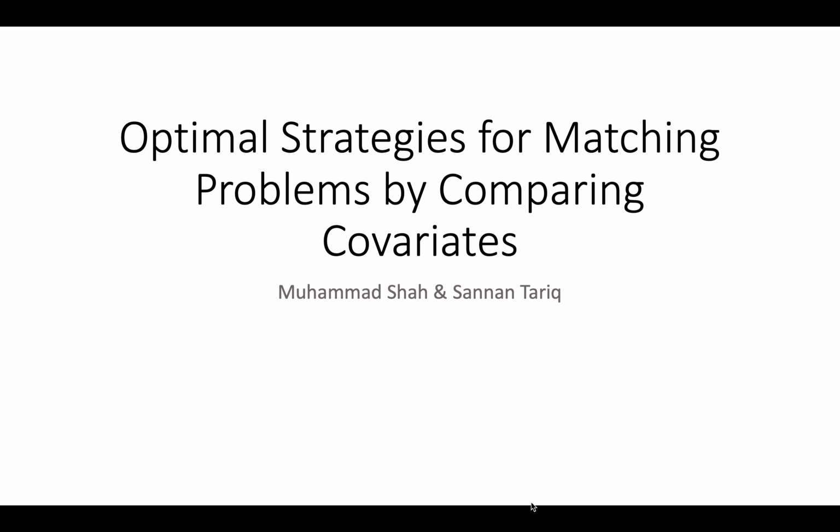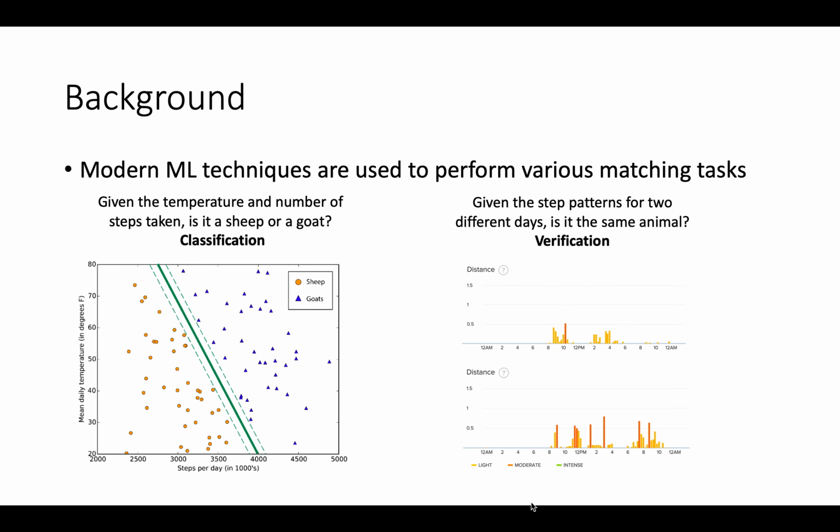For matching problems by comparing covariates. Modern machine learning techniques are used to perform a variety of matching tasks, such as classification, in which you are trying, for example, to classify if it's a sheep or a goat based on the number of steps it took in a day. And the other task could be verification. In this case, if you're given two data sets, you want to find out whether they came from the same distribution.